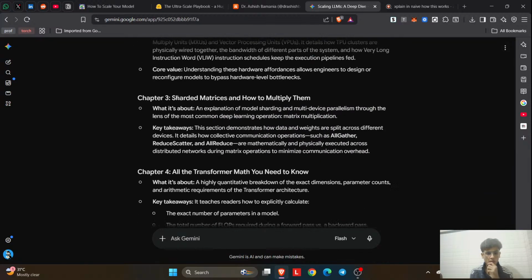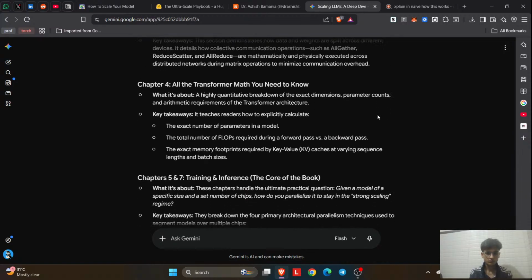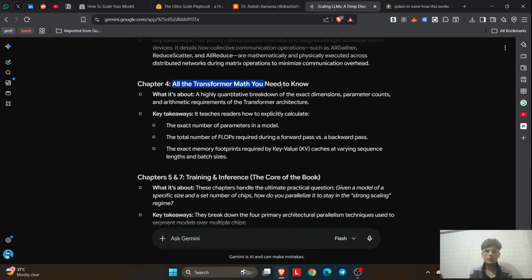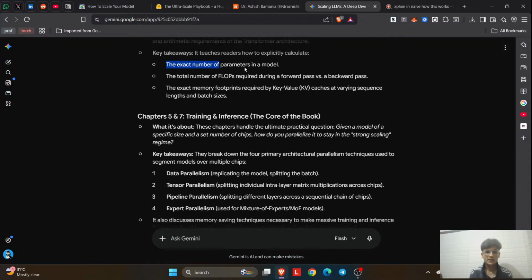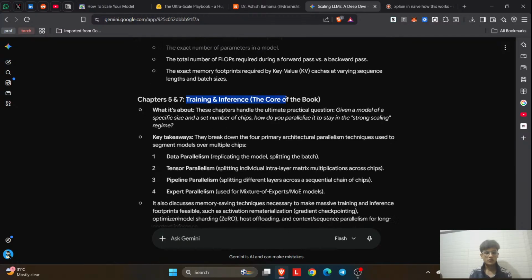Core value: the sharded matrices and how to make them. An explanation of how model sharding and multi-device parallelism work through the lens of the most common deep learning operation, matrix multiplication. All the transformer math you need to know: the exact number of parameters in a model, the total number of flops required during a forward pass versus backward pass, training and inference, the core of the book.